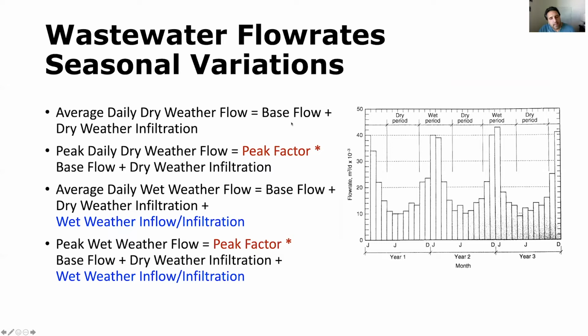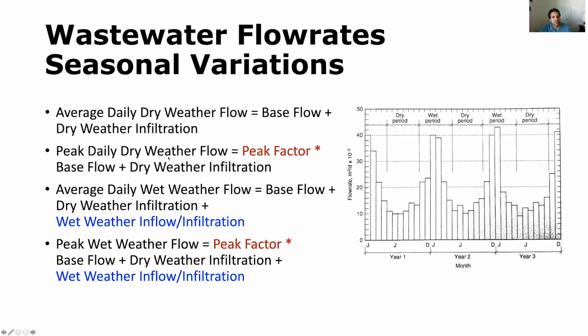All right, so there's different ways that we can classify wastewater flow rates, and flow rates not only vary diurnally, but they also vary seasonally. So we might have lower flow rates in the dry period and then higher flow rates in the wet period due to things like inflow and infiltration. So the average daily dry weather flow is defined as the base flow plus the dry weather infiltration.